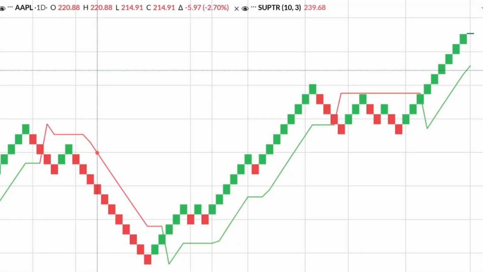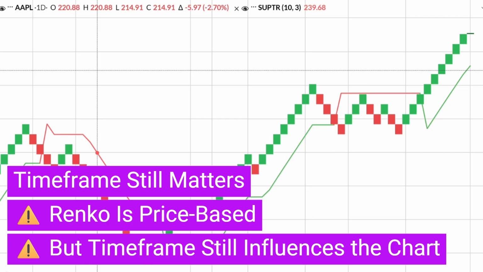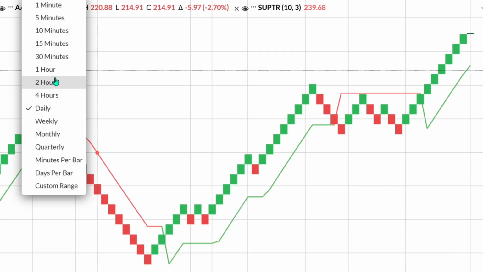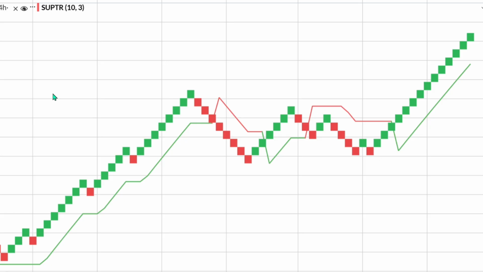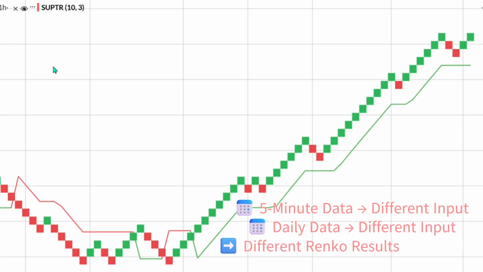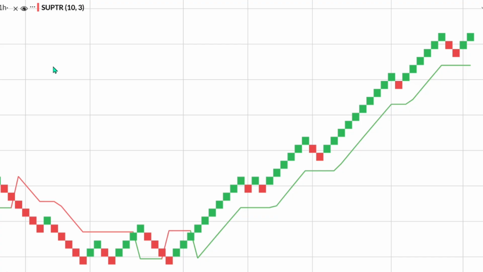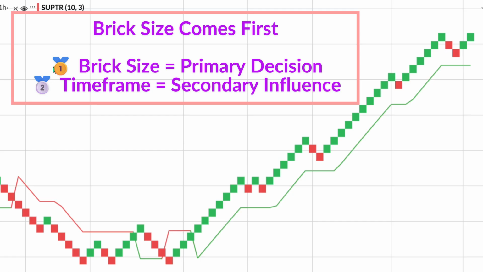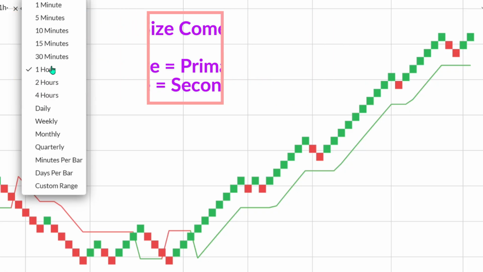This might surprise some people. Renko charts are price-based, but time frame still matters. Many traders assume time frame is completely irrelevant because Renko bricks form from price movement instead of time. That's only partially true. In TradingView, Renko charts are still built from underlying time frame data. That means a chart built from 5-minute data can behave differently than a chart built from daily data. This doesn't mean time frame is more important than brick size. In fact, I think brick size is usually the primary decision. The time frame still influences how the chart is constructed and how much detail gets fed into the Renko engine.